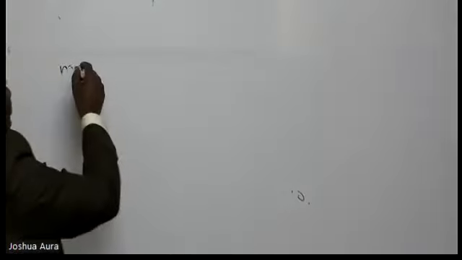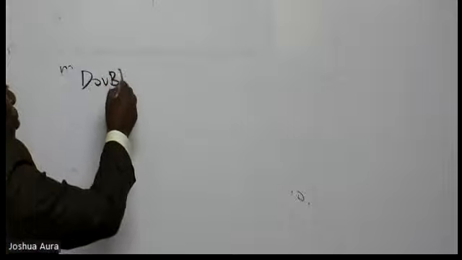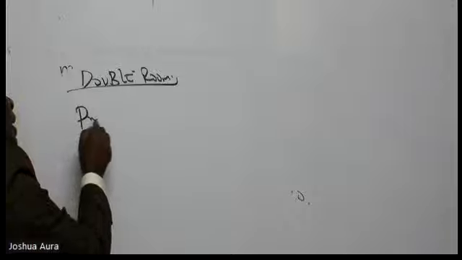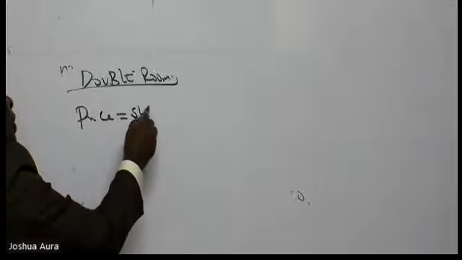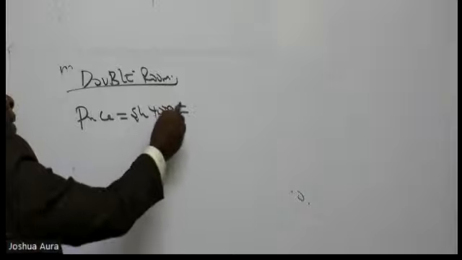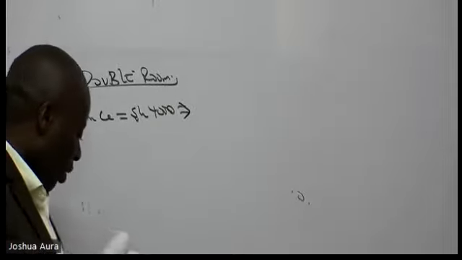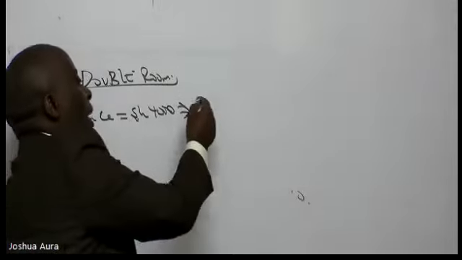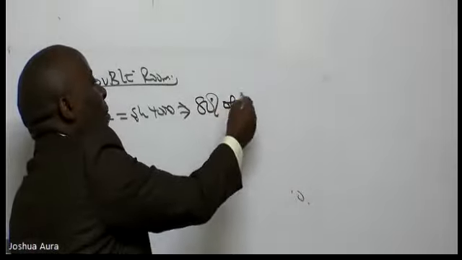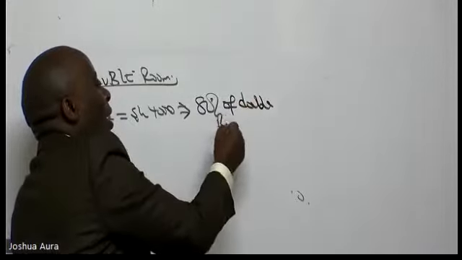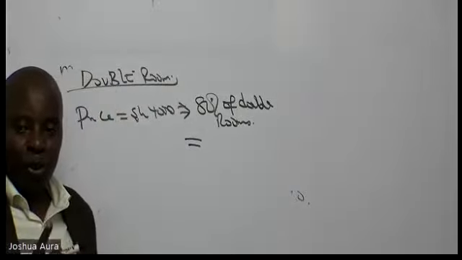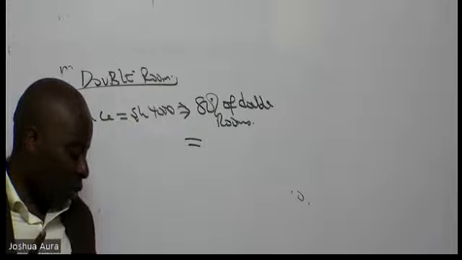Now here, they are talking about double rooms. So they've told us something there, that when we charge a price of shillings 4,000, we shall get an 80% occupancy. 80% of double rooms will be full. If we charge 4,000, look at note number 3.